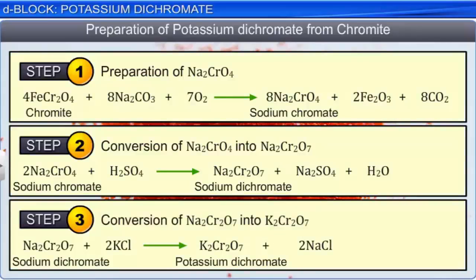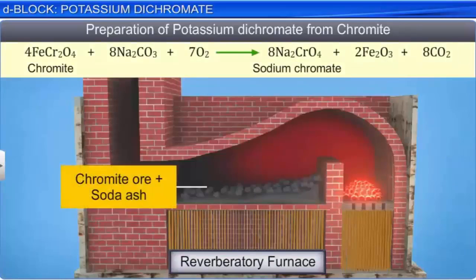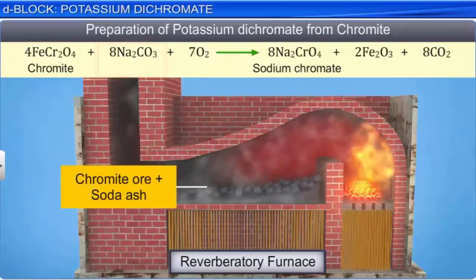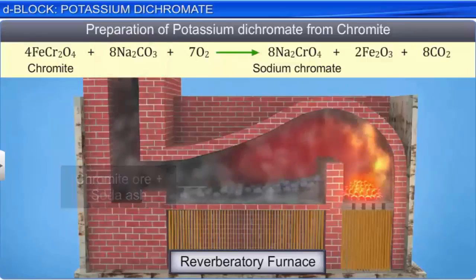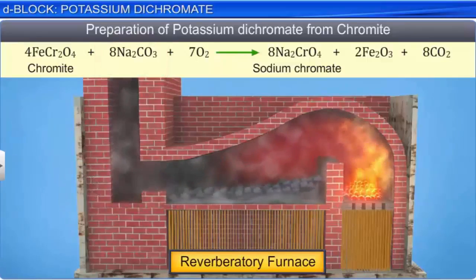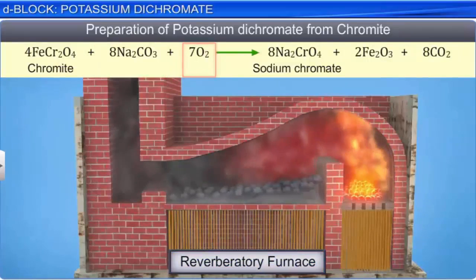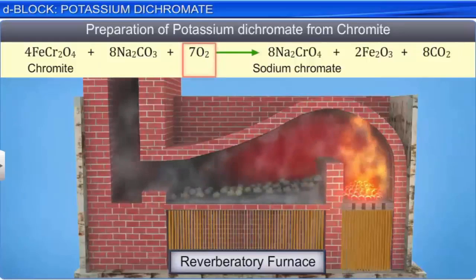Finely powdered chromite ore is mixed with soda ash and then roasted in a reverberatory or rotating furnace in excess of air. The mass turns yellow due to the formation of sodium chromate.